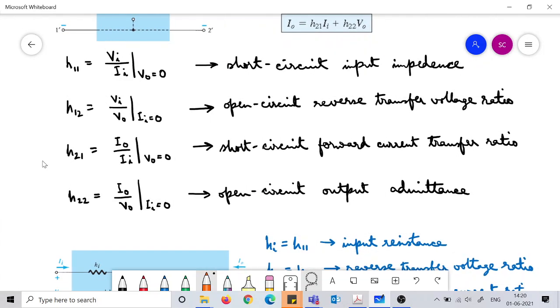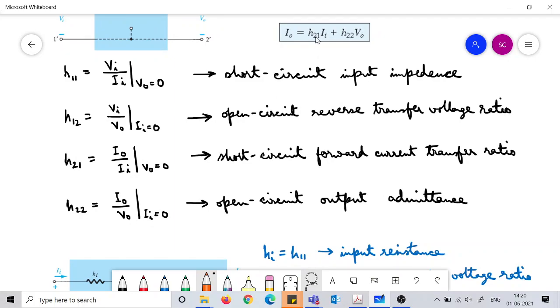Similarly, H21, you see H21 is what? When V0 is 0, again a short circuit. So short circuit, what it will be? H21 is I0 by Ii. So Ii, the input current, is getting transferred to the output current. So it is a forward current transfer. It is a reverse transfer voltage. This is forward transfer current or forward current transfer ratio. So in short circuit, when the output is short circuit.